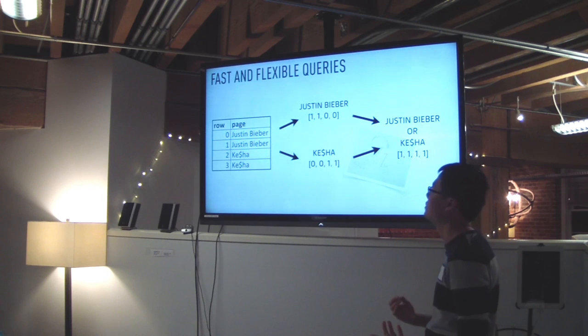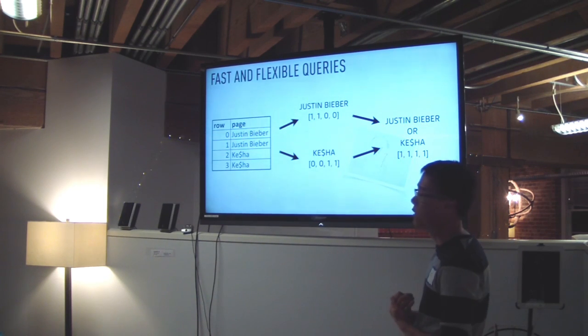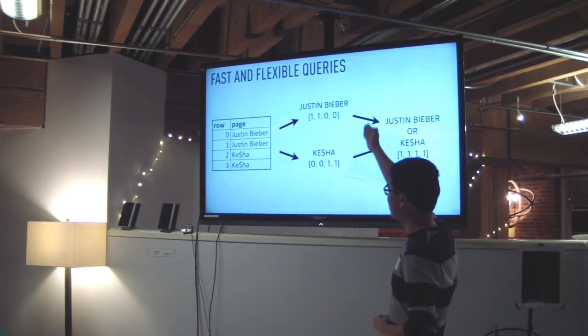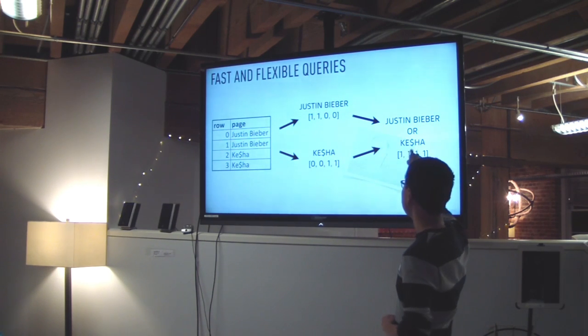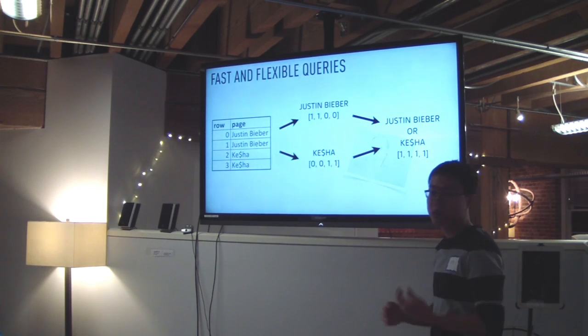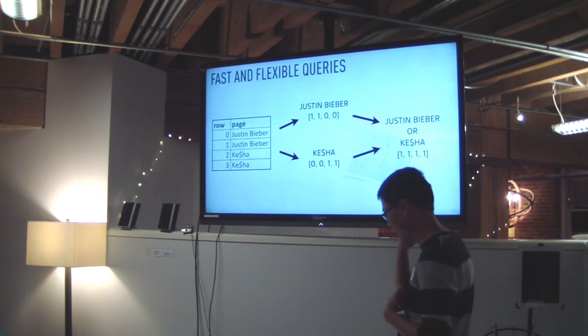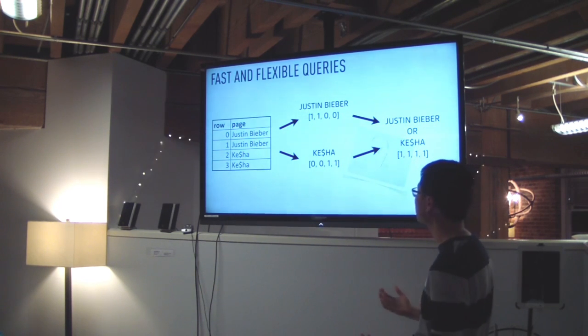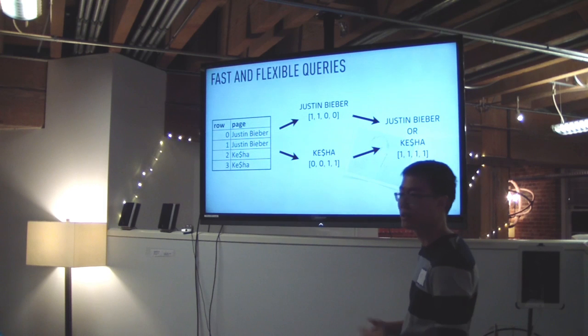Now, if we wanted to issue a query for pages that contain Justin Bieber or Kesha, then we can look at the two binary arrays associated with each value, and we can simply just OR them together. And the resultant set will tell us which rows we have to scan. So if you're familiar with search engines at all, what we've built is basically an inverted index.